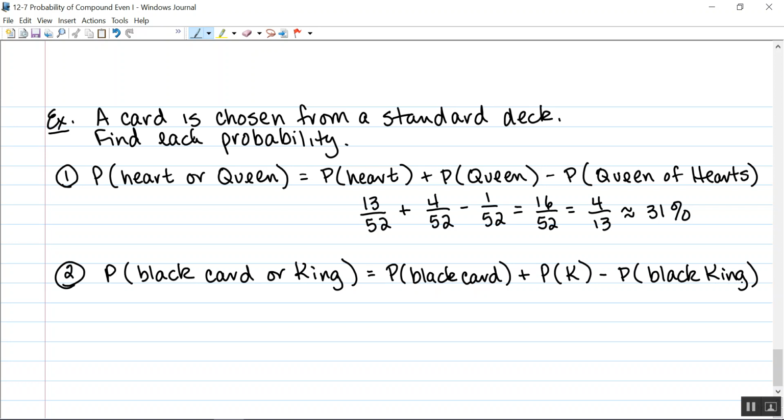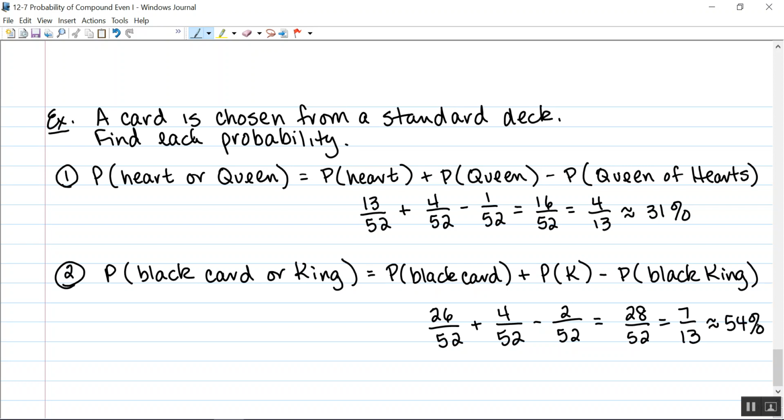Okay, so in the deck there are 26 black cards. That would be 13 clubs and 13 spades. There are 4 kings. Okay, and of those 4 kings, there are 2 black kings. That would be the king of spades and the king of clubs. So that's going to give me 28 out of 52, which reduces to 7 over 13, or approximately 54%.